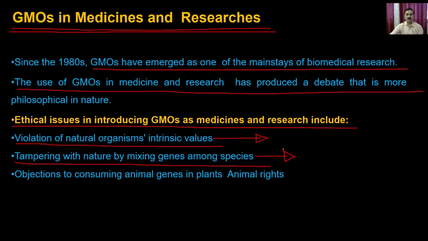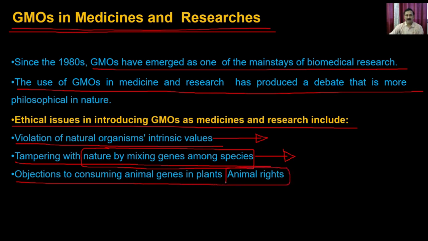But now what you are doing is generating a genetically modified E. coli which actually harbors genes from humans, and that is a kind of tampering or contamination of nature by mixing genes from distant species. And then there is an objection to consuming animal genes in a plant because of animal rights. If you are producing animal genes in the plant, you are actually depriving the animals, because ultimately you are not going to cultivate these animals for the particular type of product, because now you have taken a gene and put it into the plant.